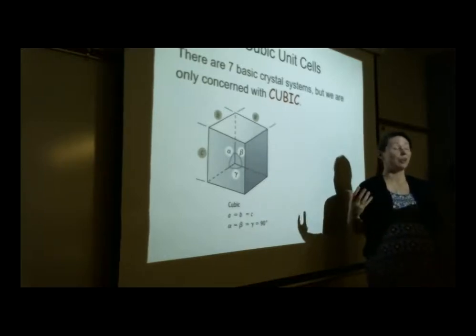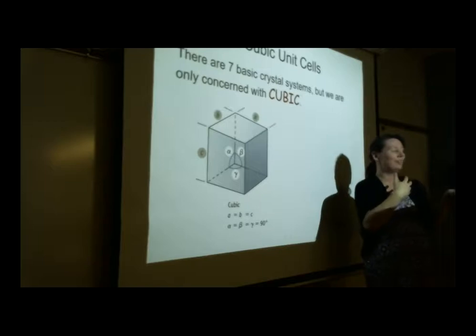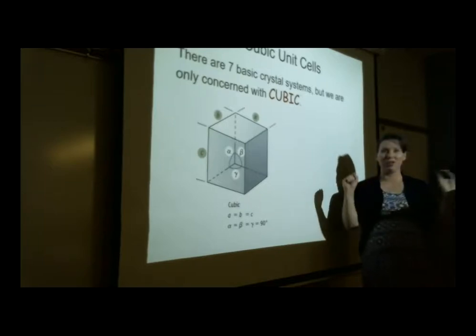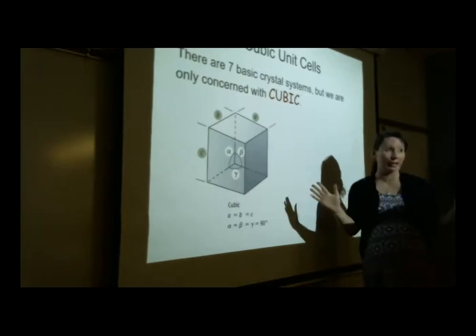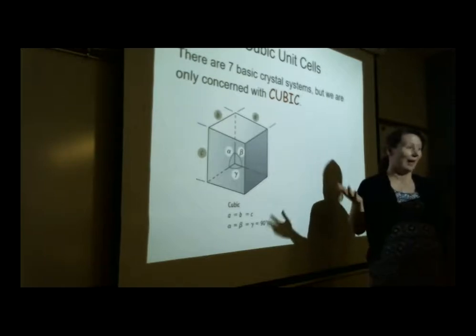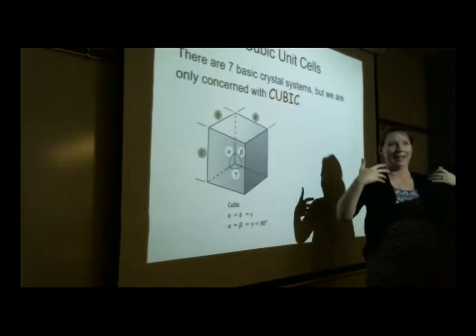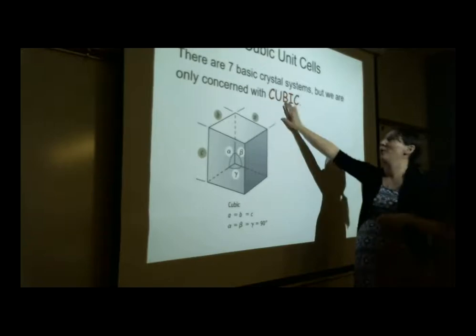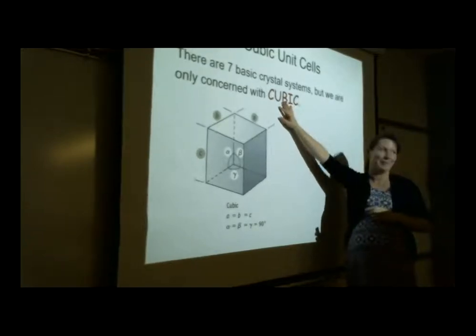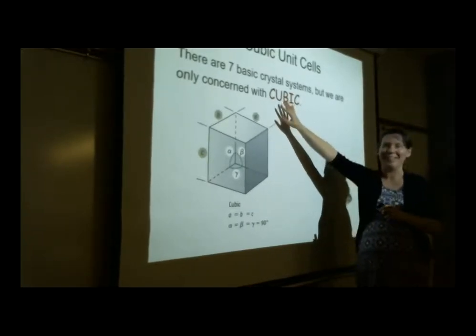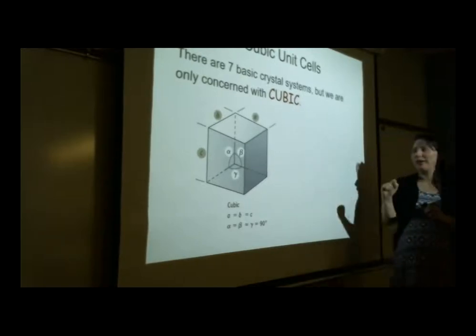You can become a crystallographer and go on to your doctorate studying crystals using X-ray crystallography. You can do that for your entire career. So clearly we're not going to look at every cell type in a general chemistry class. We're only looking at cubic because these are the simplest and the math is the least nasty. Okay, so we're only looking at cubes.